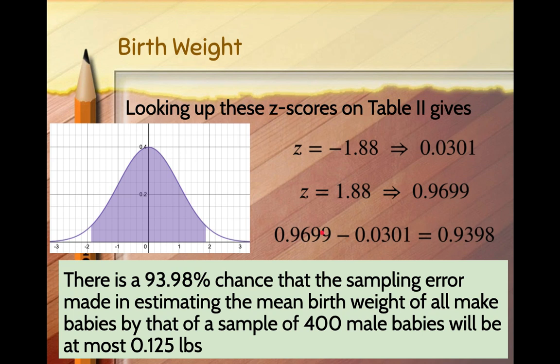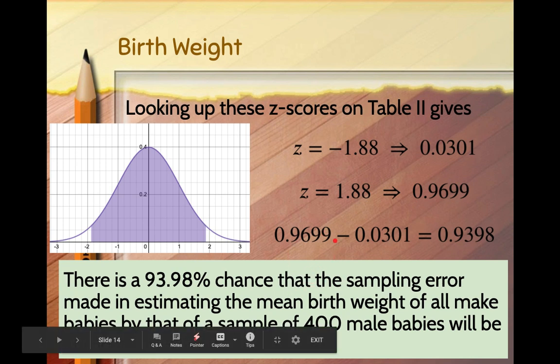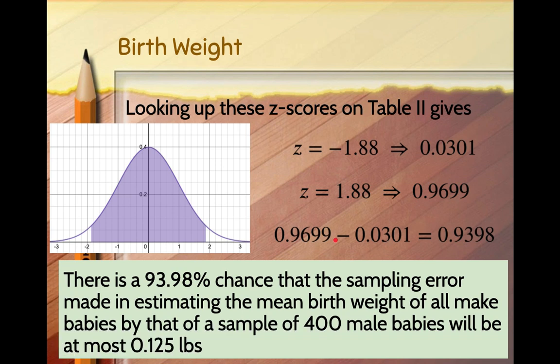As I say, I didn't need to know what that mean was when I did this. But this is saying I'm trying to use that sample mean to predict the population mean, and I have a 94% chance that it's a pretty good prediction. Again, is it going to be exactly the population mean? Probably not. But we're within 0.125 pounds.